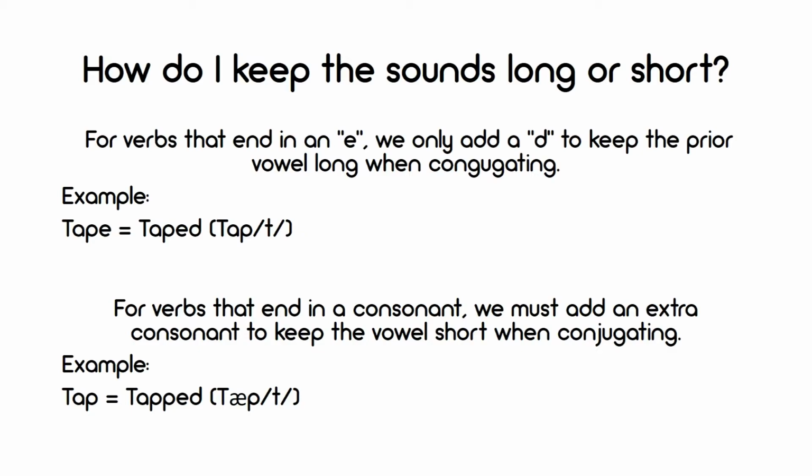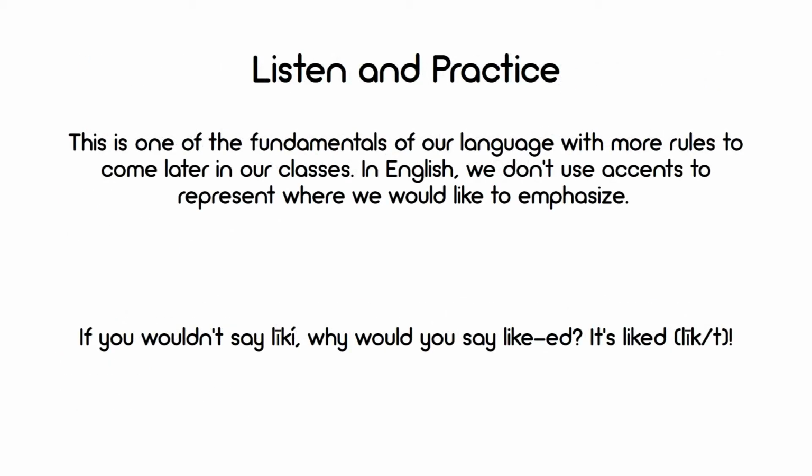For verbs that end in a consonant, we must add an extra consonant to keep the vowel short when conjugating. We'll get into this a little more when we get into a full lesson on pronunciation. But as an example, if we have tap, we added an extra P to keep the A short. It becomes tapped. So make sure that you continue to listen and practice. This is one of the fundamentals of our language, with more rules to come later in our classes.